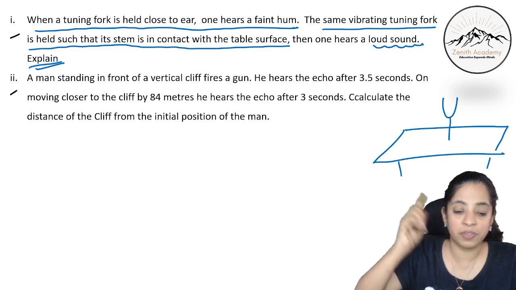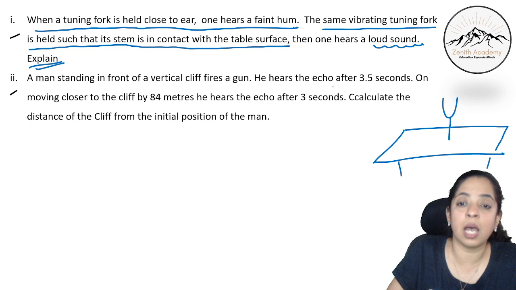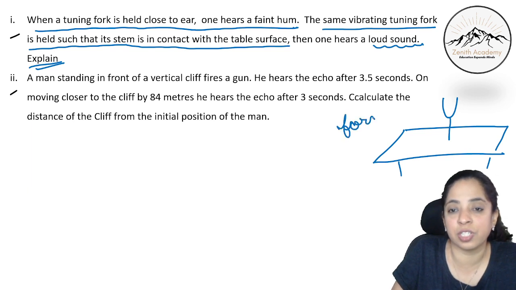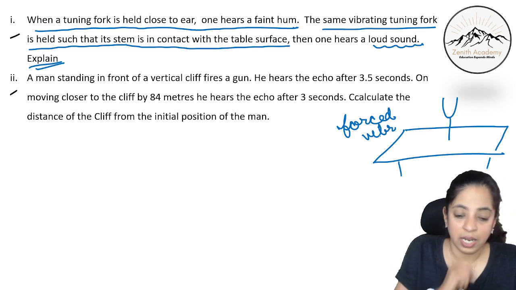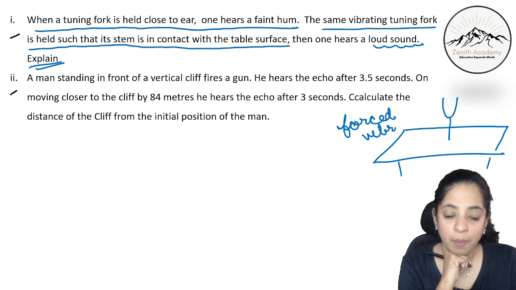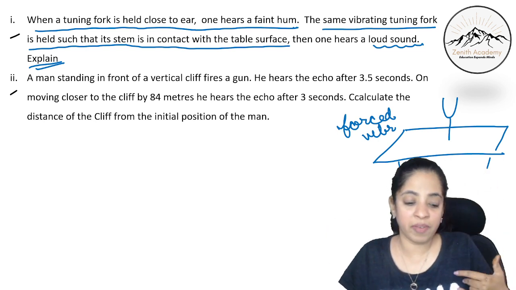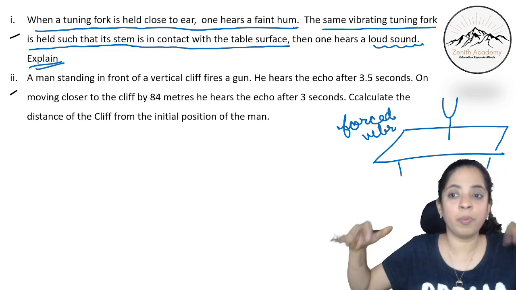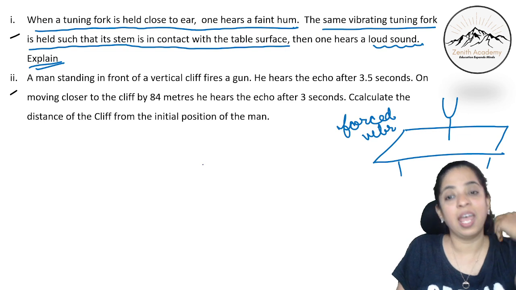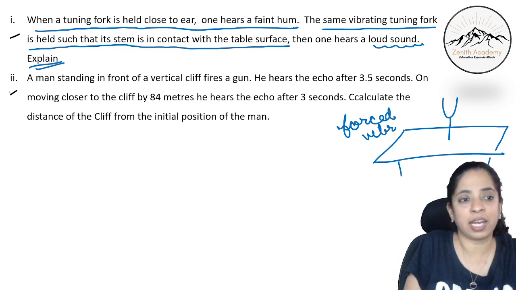Now when the handle of this vibrating tuning fork is held against the table top, it sets up the forced vibrations. Where does it set up the forced vibrations? In the table top, right? It sets up the forced vibration in the table top. As the table top has a large surface area, a large volume of air is set into vibration, and hence we are able to hear a louder sound.